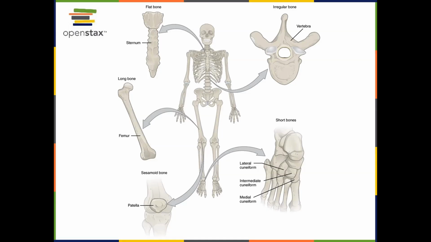Irregular bones have a complex shape, and so they don't fit into the category of long, short, or flat. Then we consider them to have an irregular shape. The vertebrae are examples of irregular bones, shown here in the illustration. The temporal bone of the cranium is also irregular.